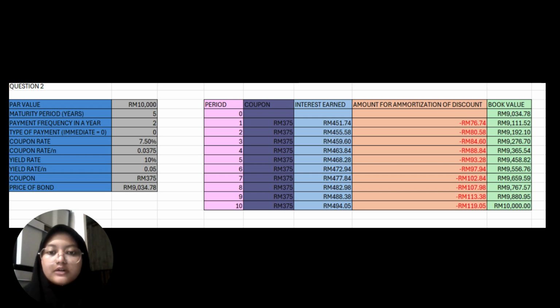The difference between discount and premium is that for a discount bond, the coupon rate of the bond is much smaller than the yield rate of the bond. From the example that I put here, we can see that the amount of amortization of discount will be negative, and the book value at the end of the maturity period will be the same value as the par value.